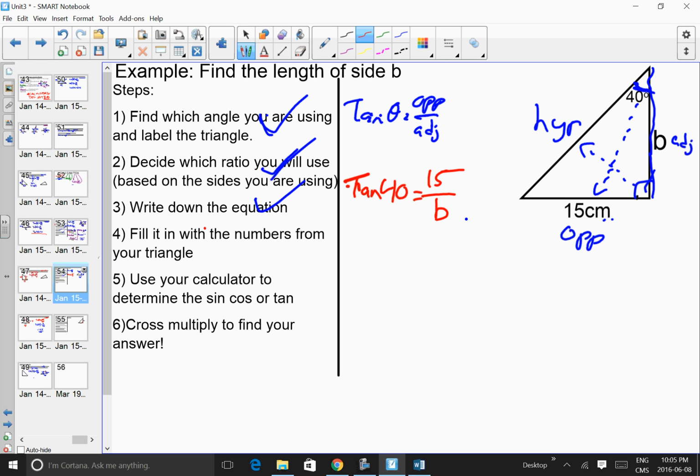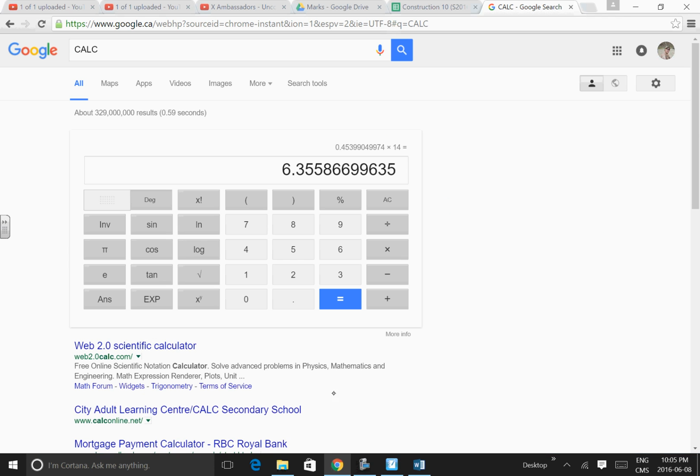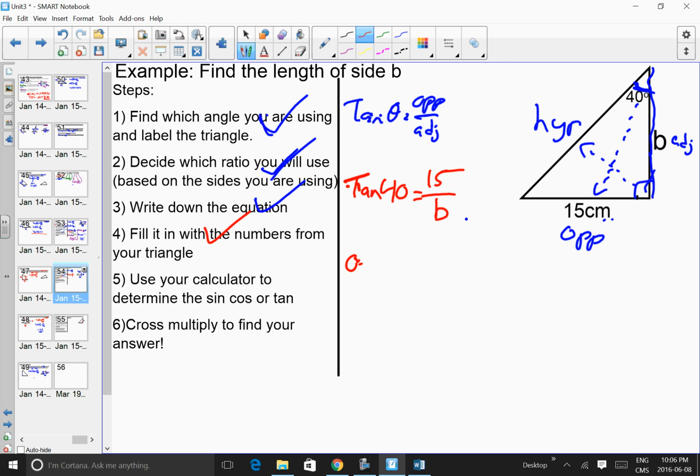Good. Use my calculator to determine the sine, cos, or tan. So my tan 40, that's what I'm going to use my calculator for. Tangent of 40 equals 0.839, and so on, equals 15 over B. All right, now I'm going to cross multiply to find my answer.